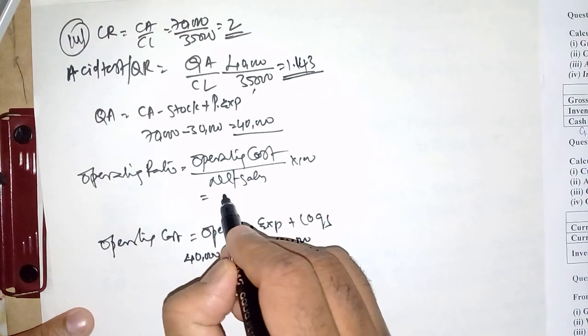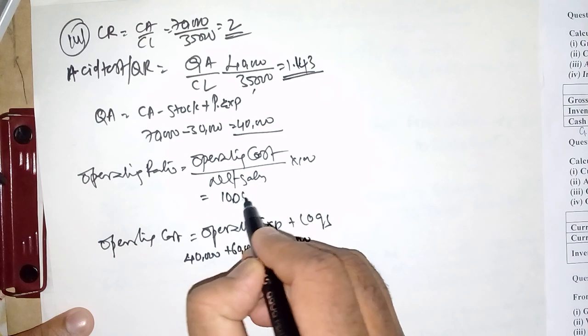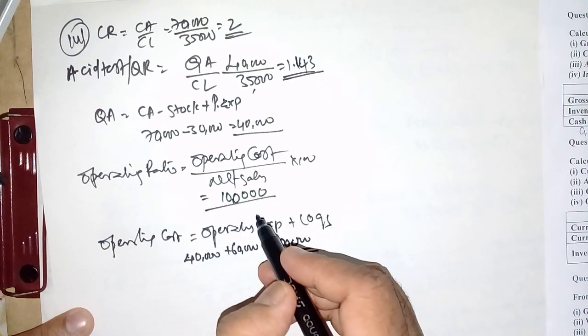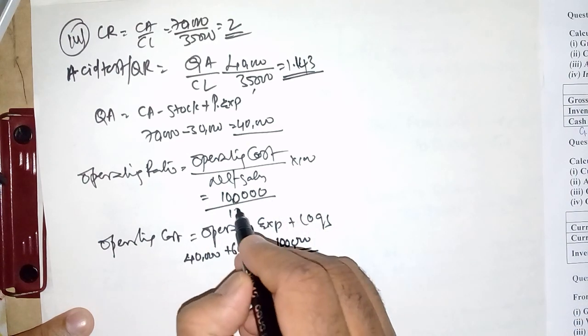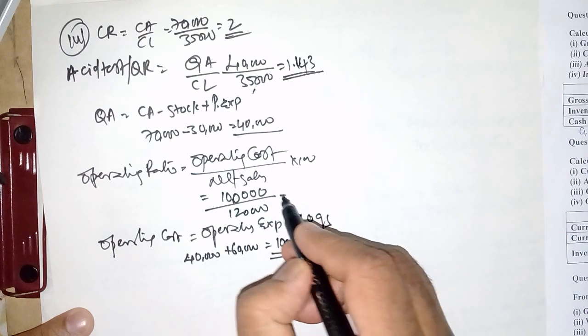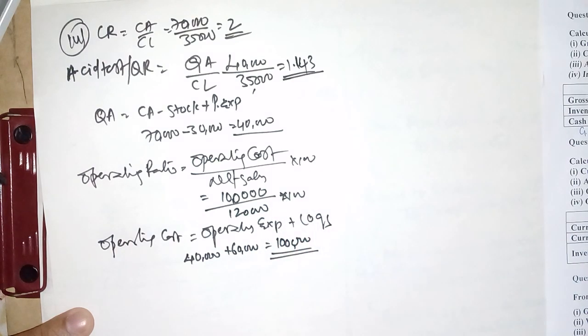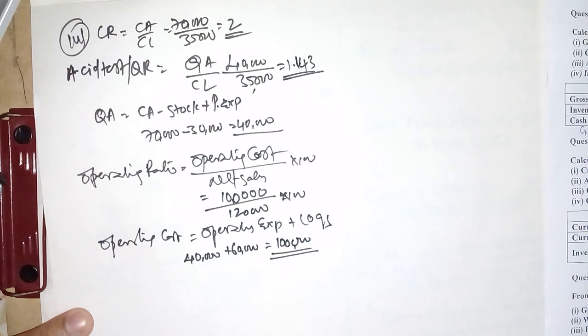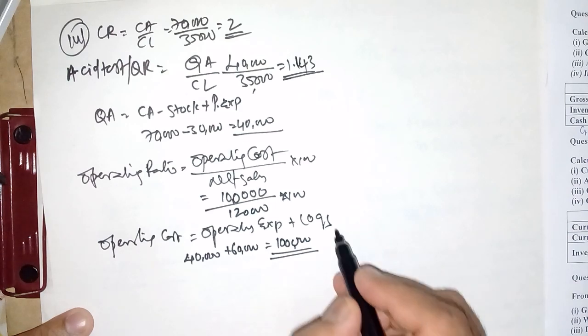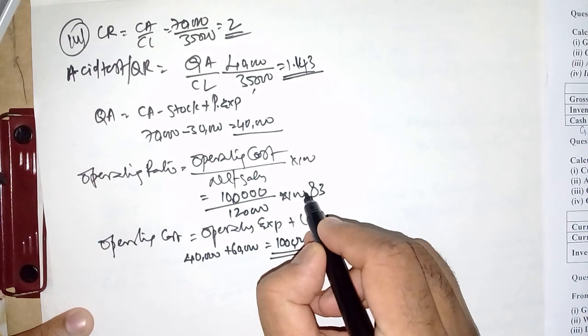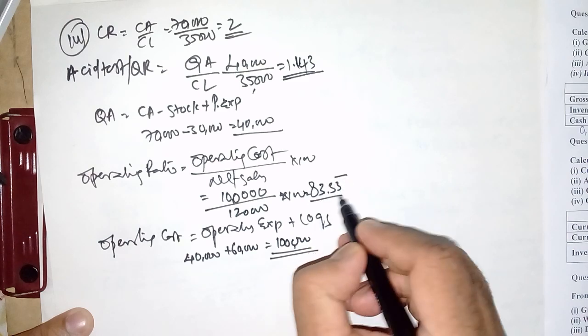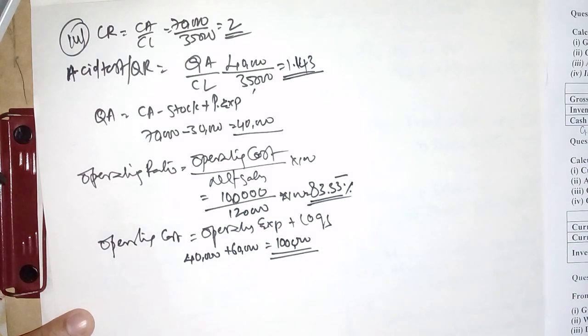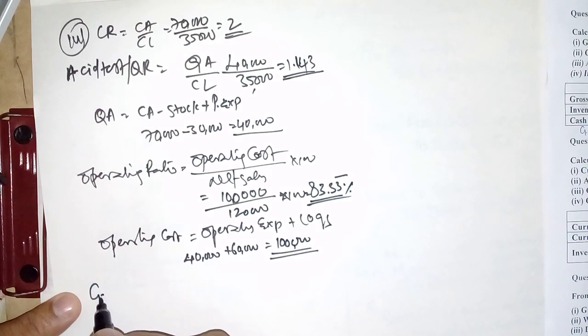So apply the formula here itself. 1 lakh is our operating cost divided by net sales, which is already given in the question, that is 1,20,000, into 100. So simplify the equation: 1 lakh divided by 1,20,000 into 100 is 83.33%.